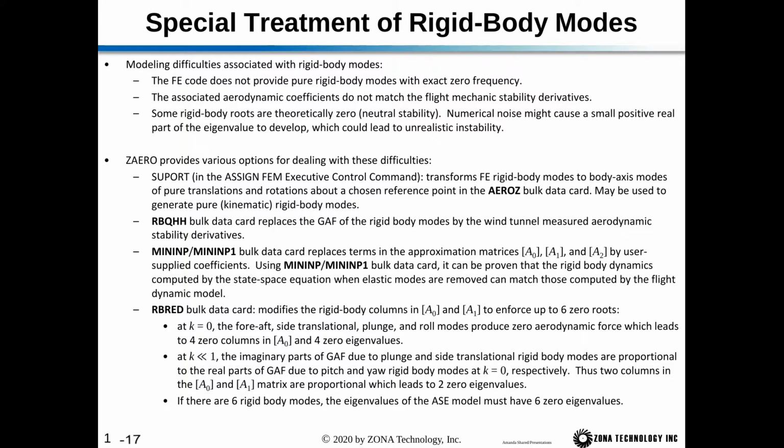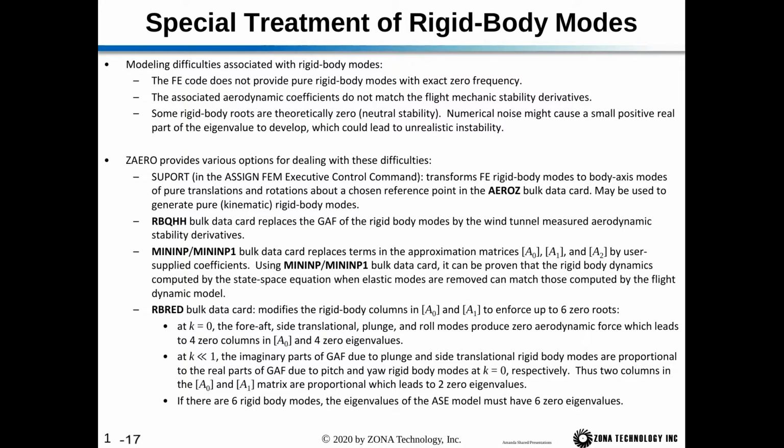Lastly, we have the RBRED bulk data card, rigid body reduction. This modifies the rigid body columns in A0 and A1 to enforce up to 6 zero roots. So one, at k equals 0, the fore-aft, side translational, plunge, and roll modes produce zero aerodynamic force, which leads to 4 zero columns in A0 and 4 zero eigenvalues.